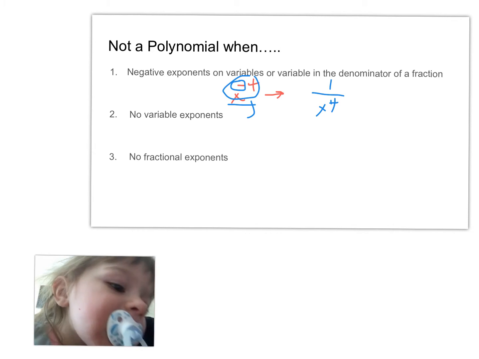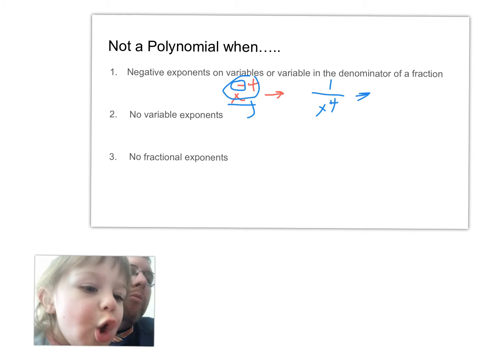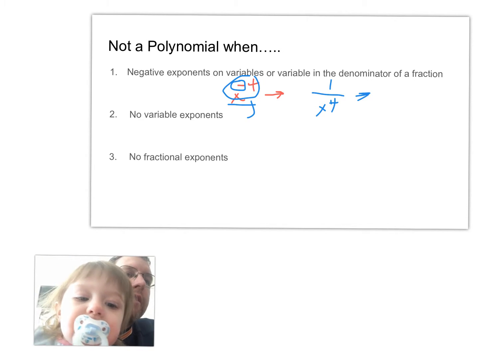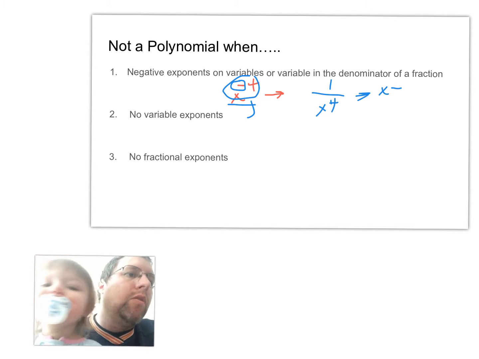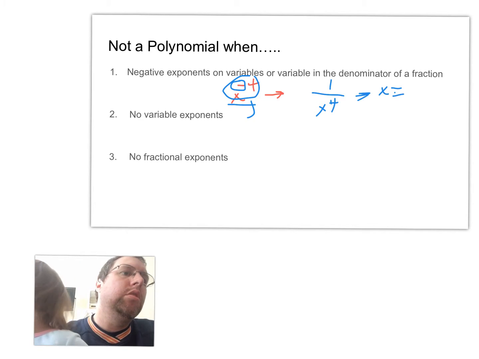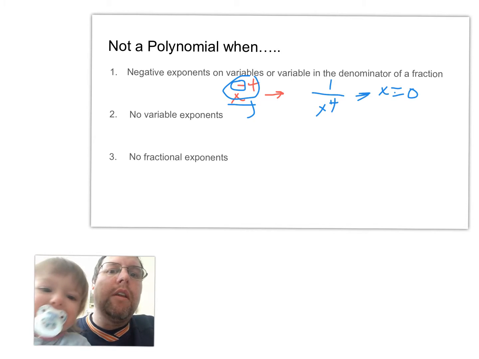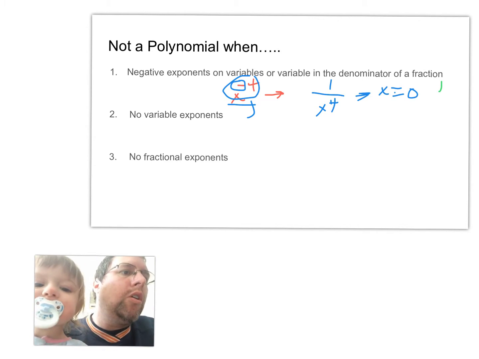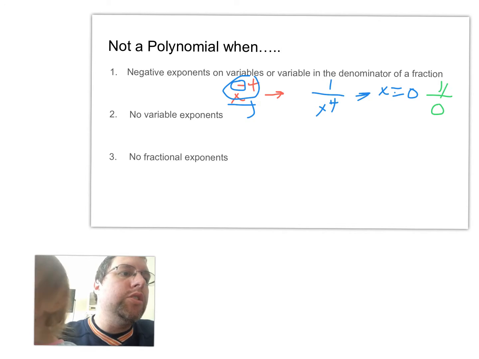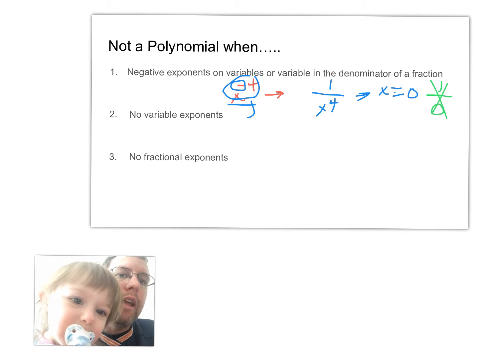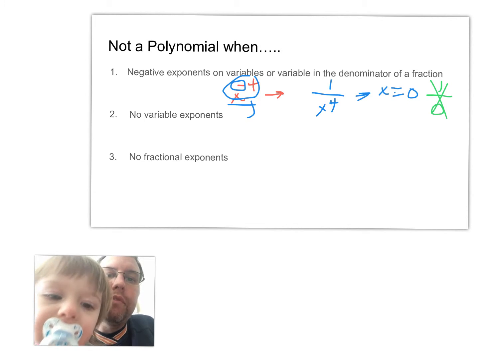Now, we can't have this because a variable can be any value we want it to be. So if I say I want to make x equal to 0, we are going to have the fraction 1 over 0 to the 4th, which is 1 over 0, which we know doesn't exist. So we can't have something like that occur. So that's rule number 1.